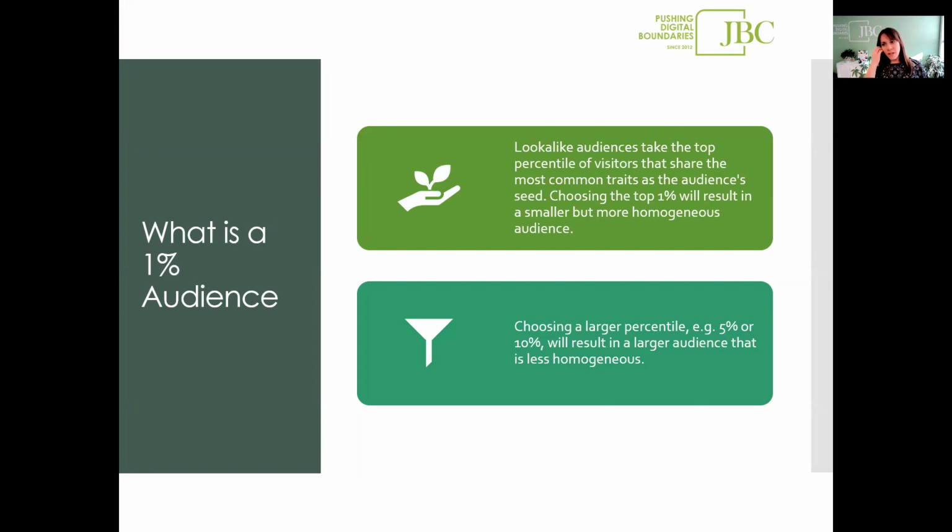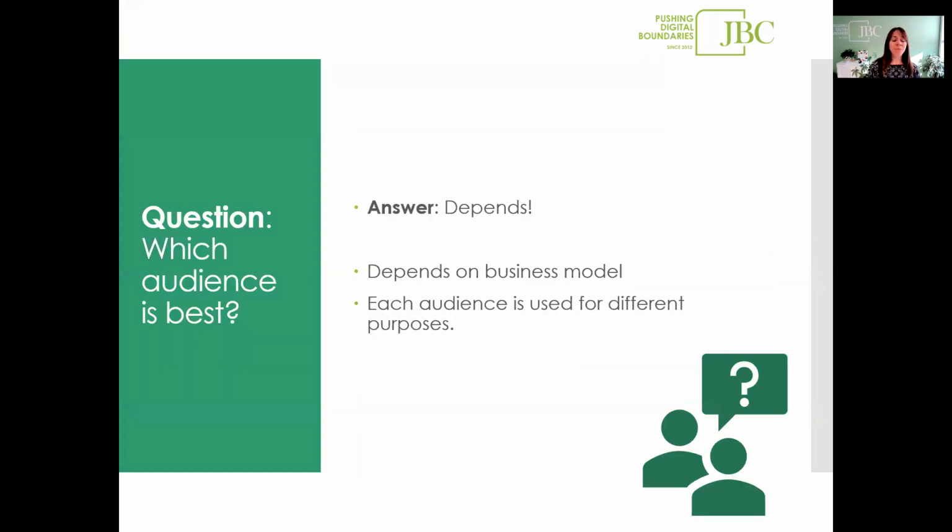So if you've ever looked at a 1% audience, it goes from 1 to 10%. So the 1% audience is probably the best one that you're going to get. It's the smallest, but it's going to be the best performing for you. So 1% audience is good if it's of value. So which audience is best? We've got saved, we've got custom, we've got lookalike. Which one is best for you? And that depends on your business. It depends on what you're trying to do.